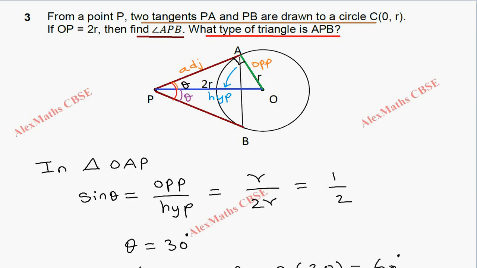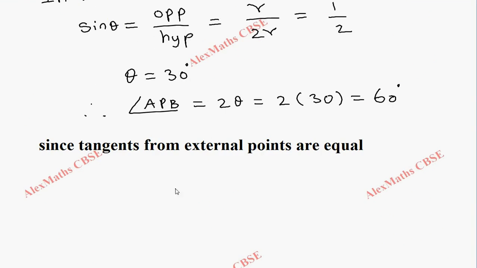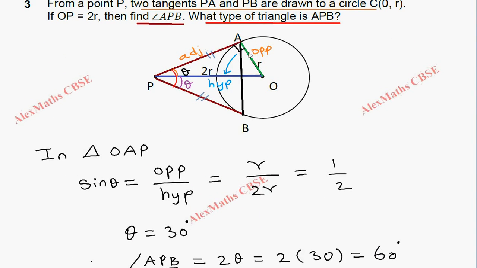Now, we know this is the tangent from the external point P. So, these two are equal in length. And we have this line joining AB. So, this is an isosceles triangle. Since the tangents from the external point are equal, by theorem, we can say PA equals PB. So this forms an isosceles triangle. That is, triangle PBA is isosceles.